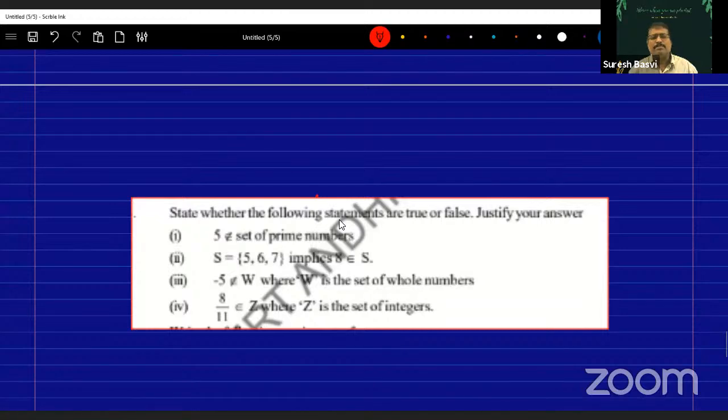So, 5 belongs to the set of prime numbers. 5 does not belong to the set of prime numbers. No, it is not true, it is false. Next, S is equal to 5, 6, 7 implies 8 belongs to S. No, it is also false. Minus 5 does not belong to W, where W is the set of whole numbers. True. 8 by 11 belongs to Z, where Z is the set of integers. No, it is false. So of these, 3 are false and 1 is true.